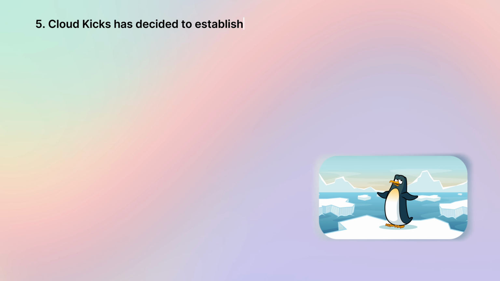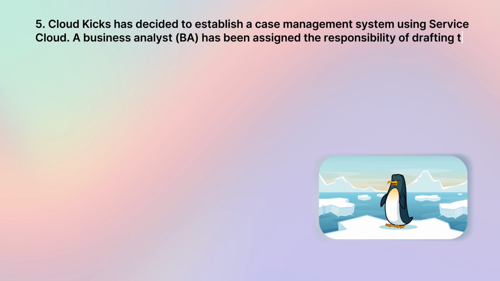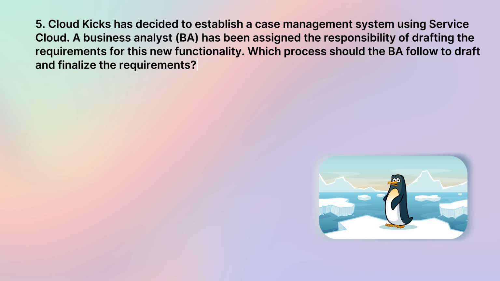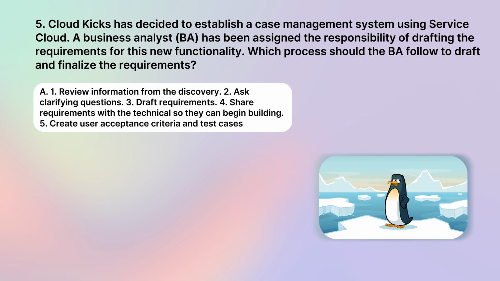Question 5. CloudKix has decided to establish a case management system using Service Cloud. A business analyst, BA, has been assigned the responsibility of drafting the requirements for this new functionality. Which process should the BA follow to draft and finalize the requirements? A. 1. Review information from the discovery. 2. Ask clarifying questions. 3. Draft requirements. 4. Share requirements with the technical team so they can begin building. 5. Create user acceptance criteria and test cases.